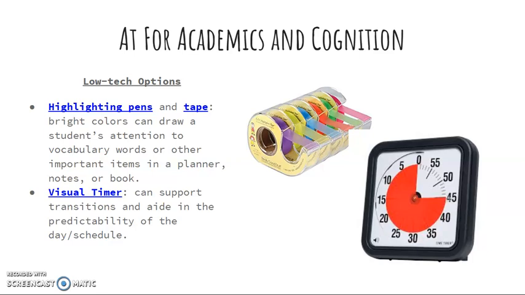Highlighting tape is perfect for books or things that need to stay intact because the tape is removable. Visual timers are also great to support the academic skills of our students with autism. Students with autism really like predictability and routine in their schedule, and visual timers can aid in the transition between activities and show how much time is left in a particular event, especially if that event is undesirable and there's some type of motivator or reinforcement at the conclusion of the activity.